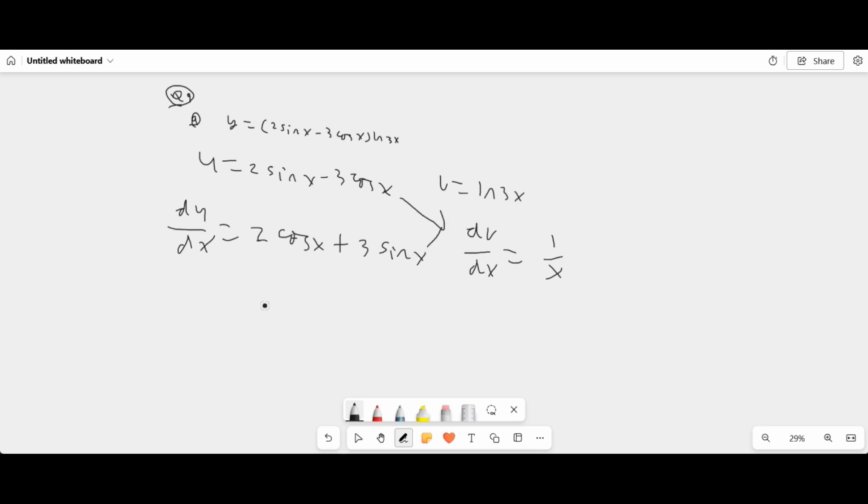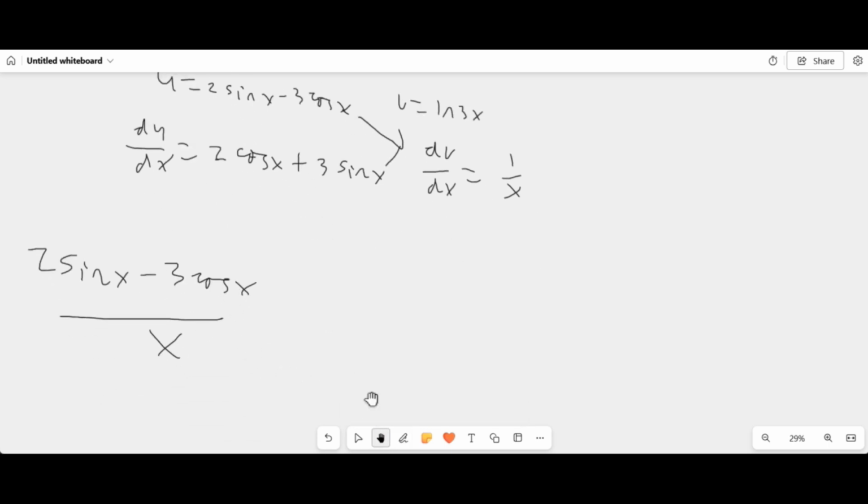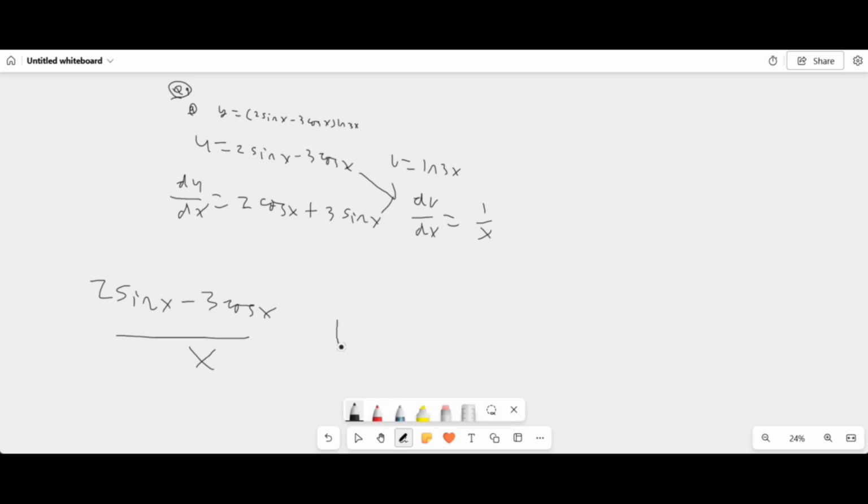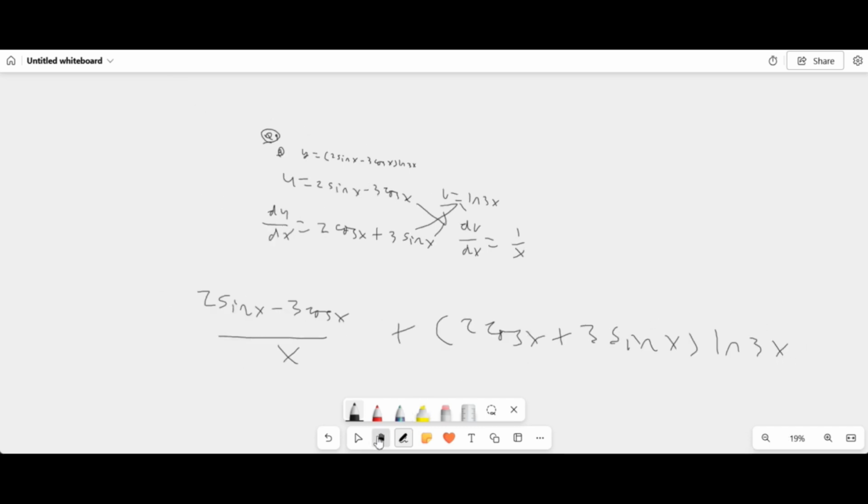So obviously times that by that there. That's going to get 2 sine x minus 3 cos x, all of that over x, because we times it by 1 over x. And then plus this times this, so again, similar situation here: 2 cos x plus 3 sine x, close bracket, ln 3x. Not too bad. I think that's the end of that question, he just wants us to differentiate that. Part B.